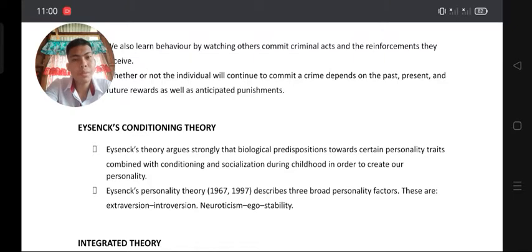Eysenck's conditioning theory. Eysenck's theory argues strongly that biological predispositions toward certain personality traits combine with conditioning and socialization during childhood to create our personality. In Eysenck's personality theory, 1967 to 1997, he describes three broad personality factors. These are extraversion-introversion, neuroticism-emotional stability.